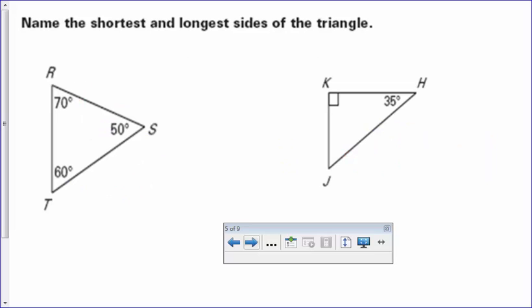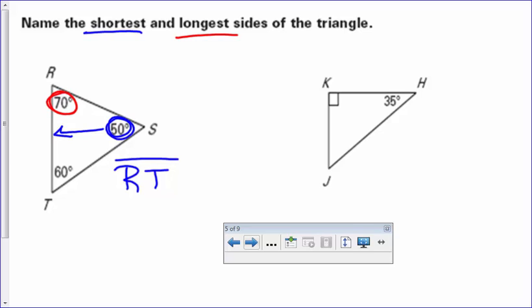The next one talks about naming the shortest and longest sides of the triangle. We can do the same thing. If we want the shortest side, we have to find the smallest angle, which would be angle S. The side across from that, side RT, will be the shortest side. Let's take a look at the longest side. If we want the longest, we have to find the biggest angle, which is angle R. The side across from that, ST, will be the longest side. So there is the shortest and the longest sides.